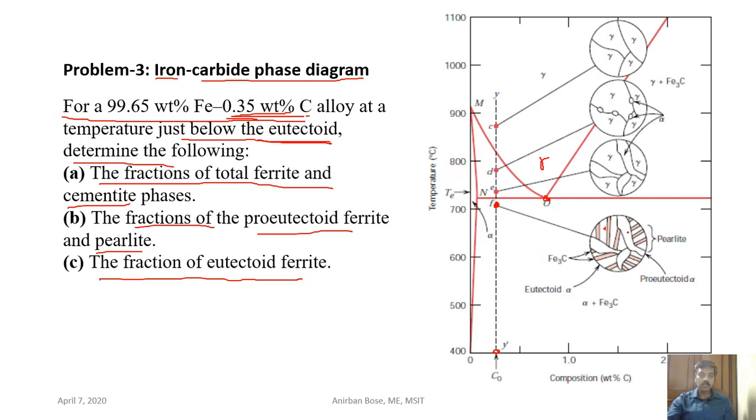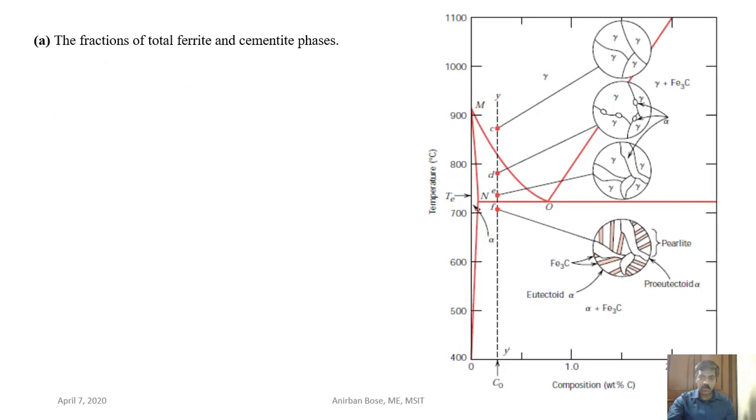So what is the first problem? The first part of the problem is you have to find out the fraction of total ferrite. Total ferrite means whether it is pro-eutectoid or eutectoid, what is the total ferrite? You just find that out, and the total cementite. So the fraction of total ferrite and cementite, that you have to find out. This part is not very difficult. You have to find out the weight fraction of ferrite and the weight fraction of cementite, Fe3C. These two things you have to find out, right?